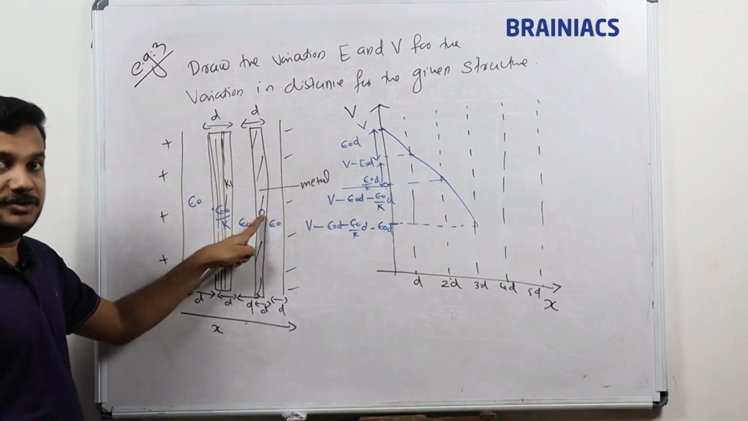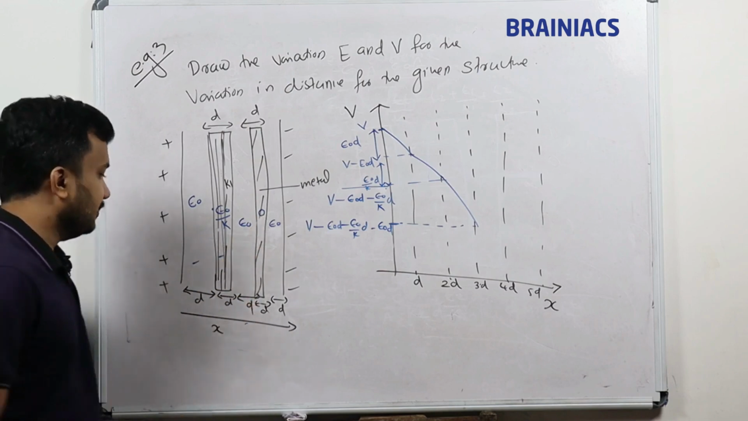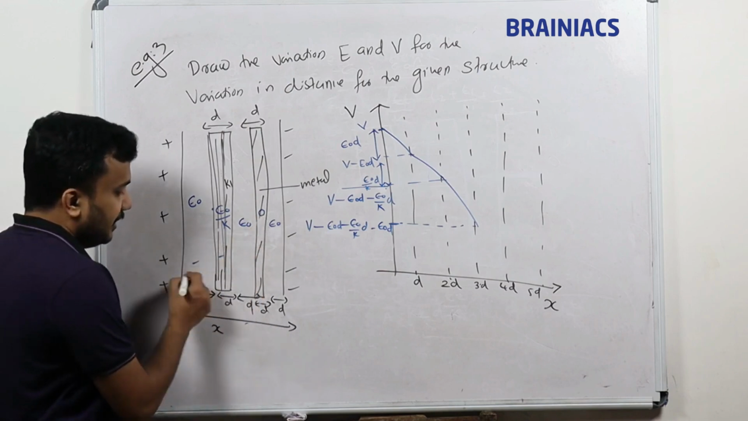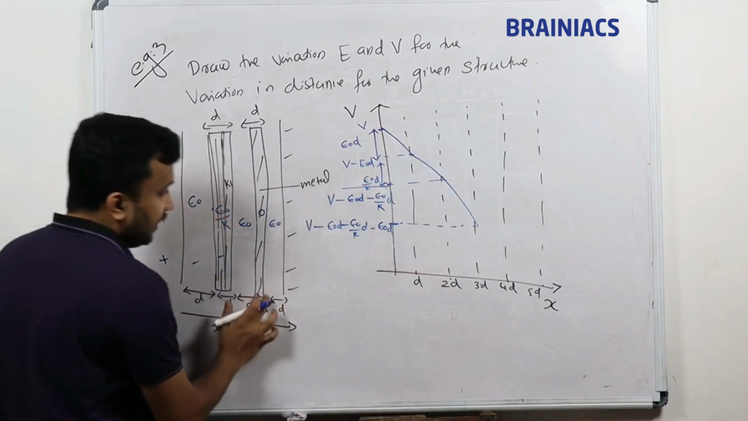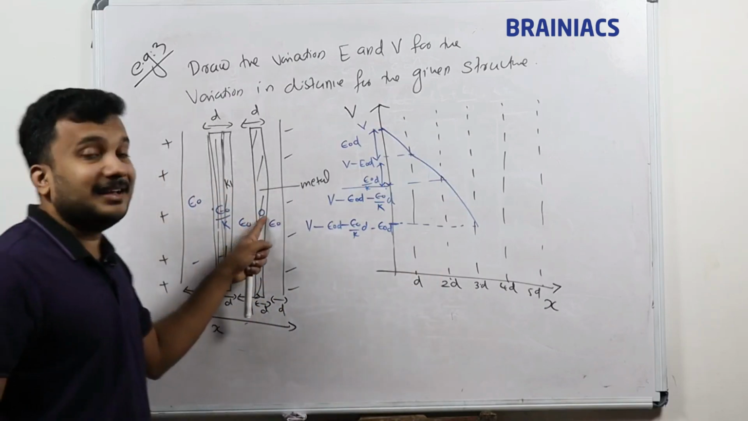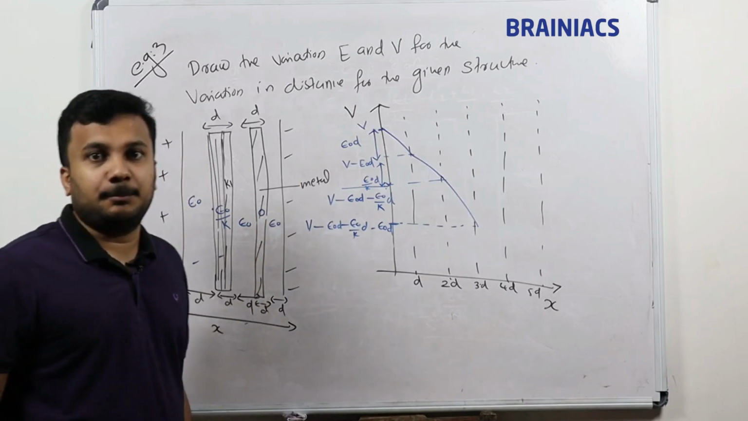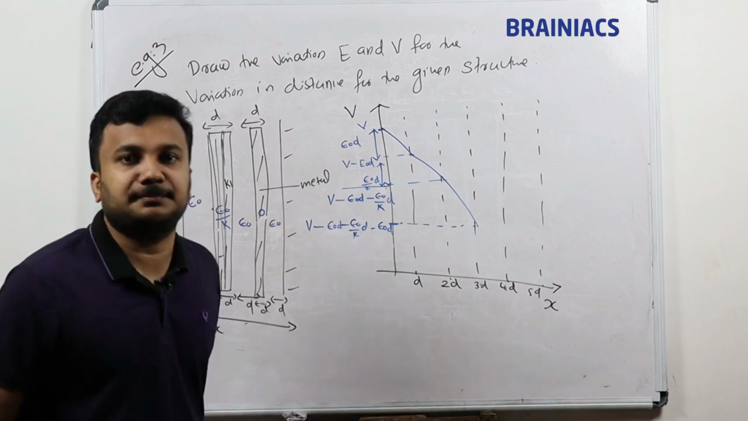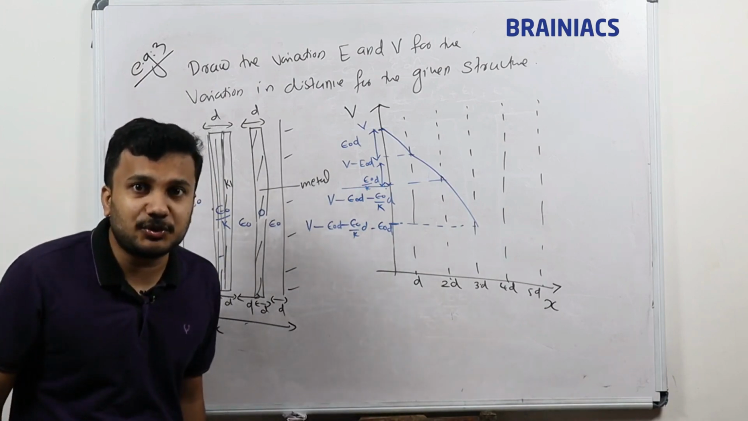Fourth one, this is important. In the fourth one, from 3D to 4D, this distance. So we have covered 3D, this much area, 1D, 2D, 3D we have covered. Now we have 3D to 4D metal. For metal, electric field will be equal to 0. Potential is equal to what? Electric field is equal to 0 means potential is constant.